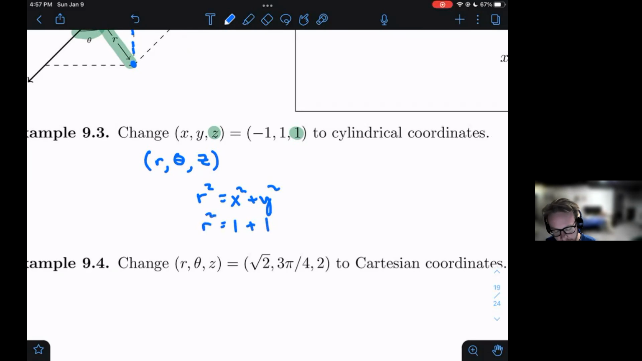Add those together, that's going to give us that r squared is equal to 2, or that r is going to be equal to √2. Now, you may remember from your calculus 2 days that this can be either a positive radius or a negative radius, and either one of those can make sense and is legitimate. In calculus 3, we're going to be restricting down to just positive radiuses because we can do everything that we need to with positive radiuses.